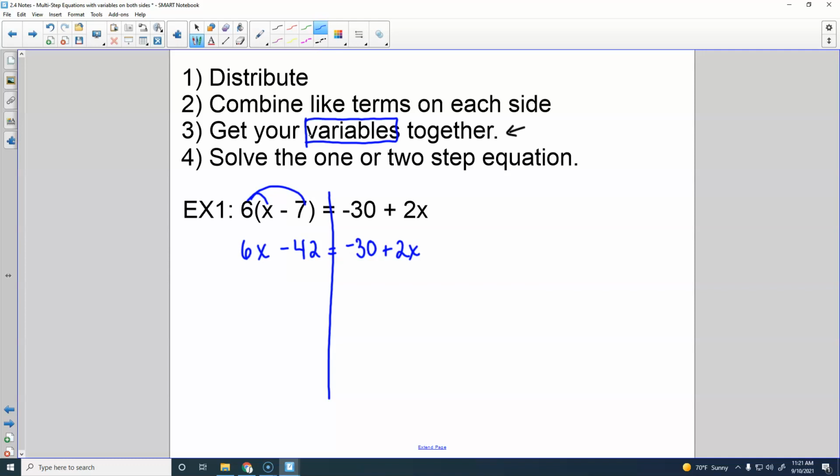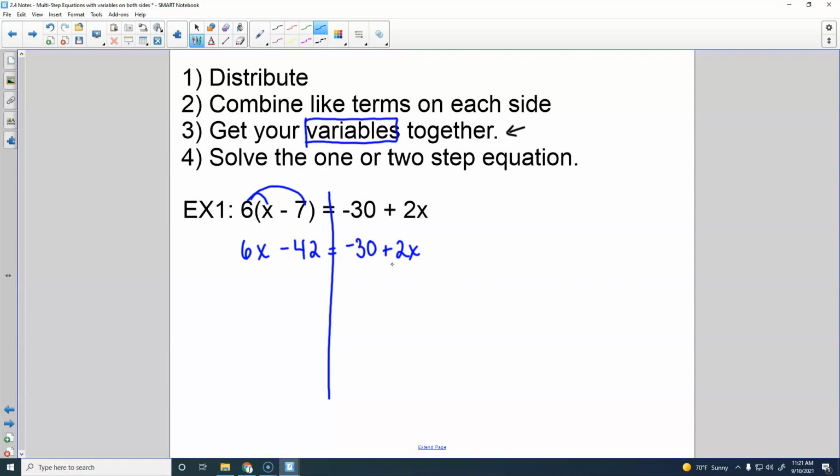So what I find a lot of times is everybody starts moving the numbers, the 42 or the 30 here, because it seems easier to them. However, the students who do that are usually bad at solving equations. Okay? So look at your steps here. Once you've combined like terms, I want you to move your variables first. Okay? So I got a 6x over here and a 2x over here. I cannot just combine those and make 8 because they're on different sides of the equation.